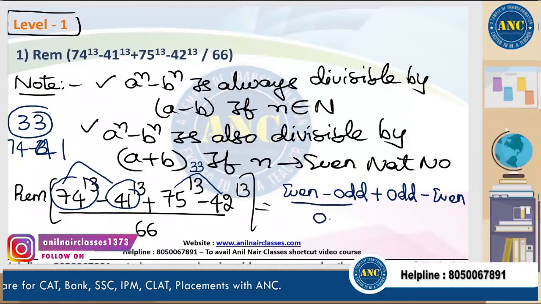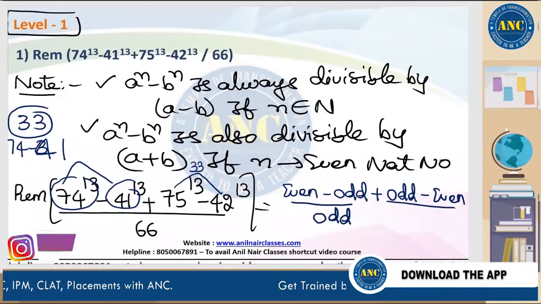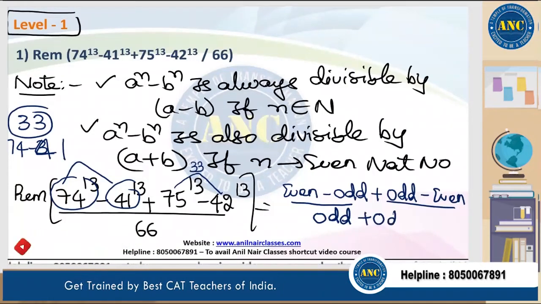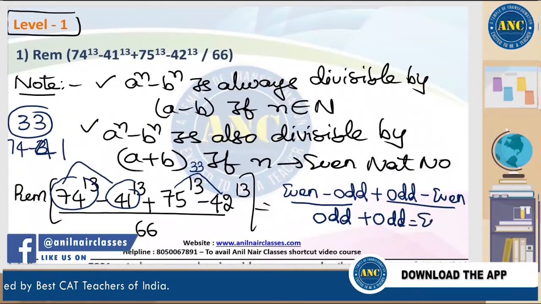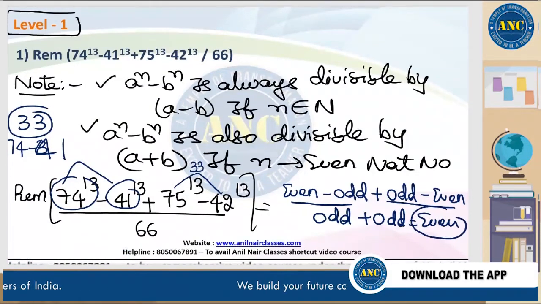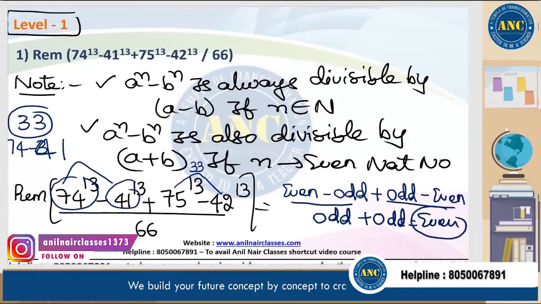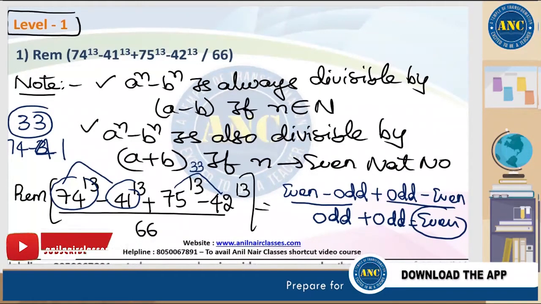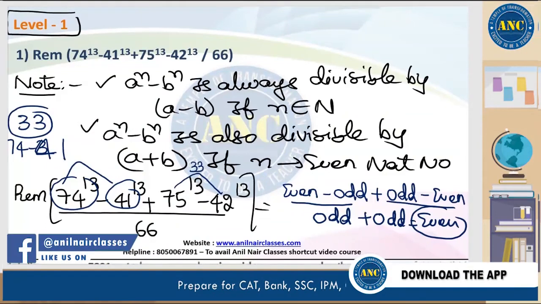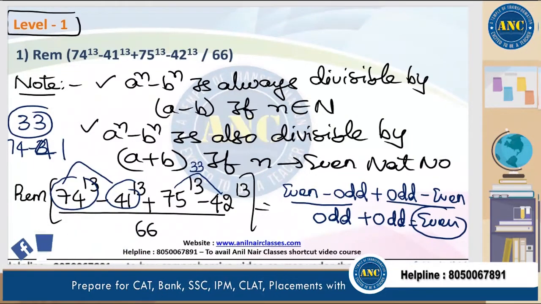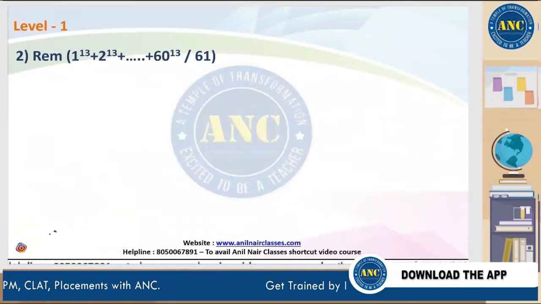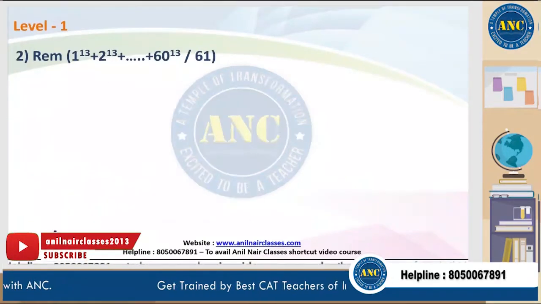Even minus odd is odd. Odd minus even is odd. What is odd plus odd? Odd plus odd is an even number. That means the numerator is divisible by an even number. Even number means it is divisible by 2. What is the numerator also divisible by? 33. 2 and 33 combination is nothing but 66. So the answer for the first question is 0.